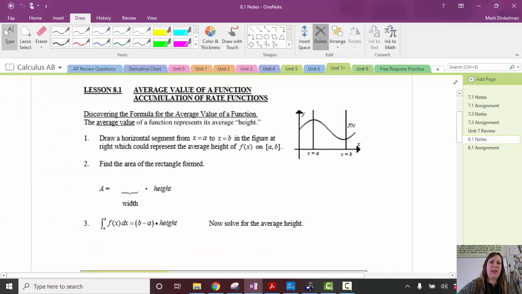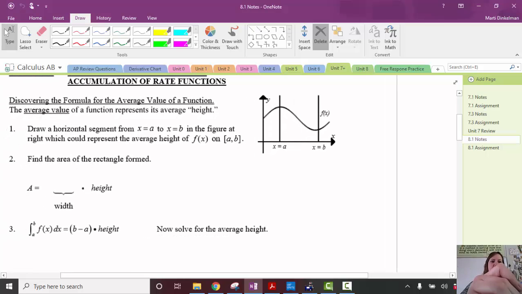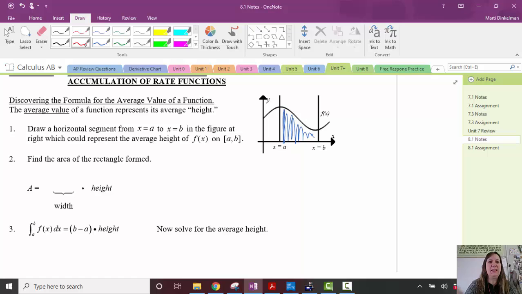So first of all, with the average value, what we're really trying to find is, think about this curve, and again, maybe even just the area under the curve. Could we draw a rectangle that has the same area under the curve from A to B? So Gary's trying to get us to draw a horizontal line segment that would kind of give us the average height, or where would we have to draw the height so that the area would be the same as the blue area? So maybe in there somewhere.